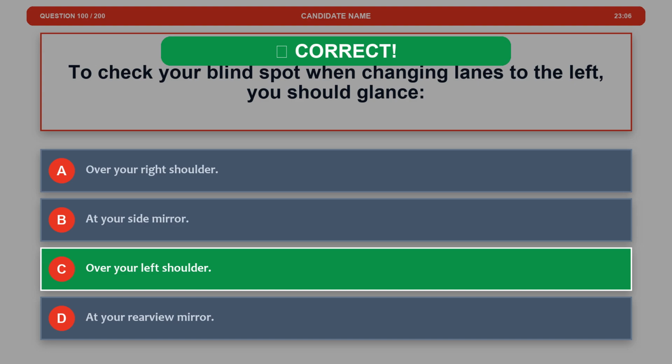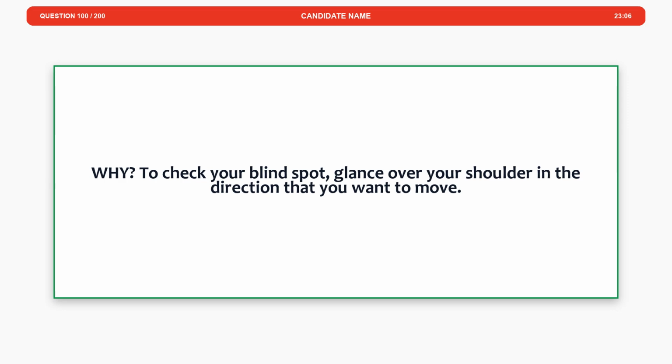The correct answer is option C, over your left shoulder. Explanation. To check your blind spot, glance over your shoulder in the direction that you want to move.